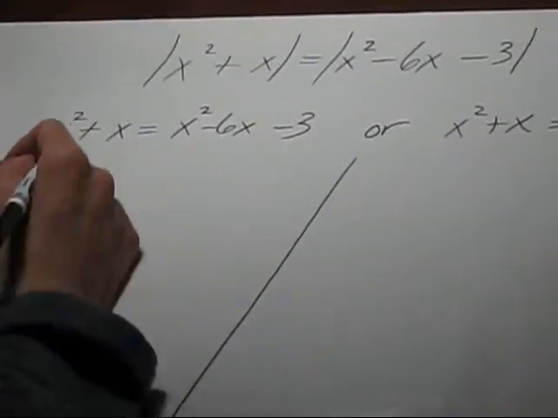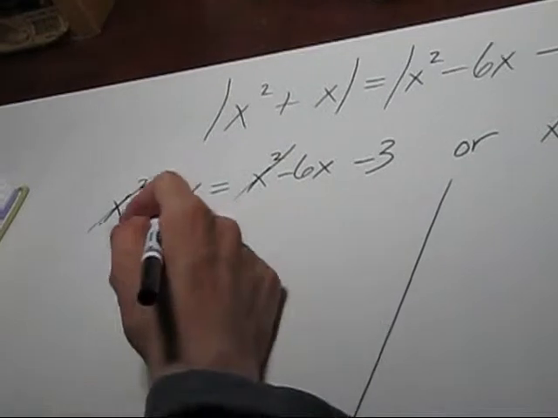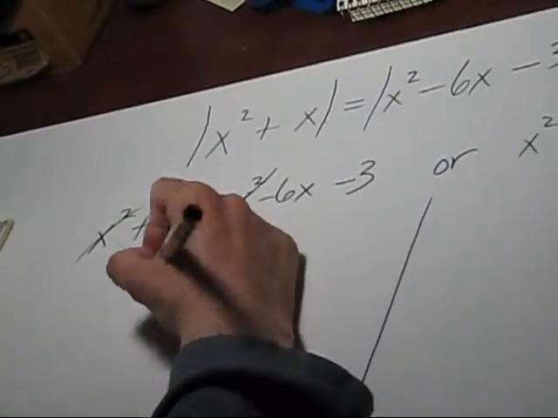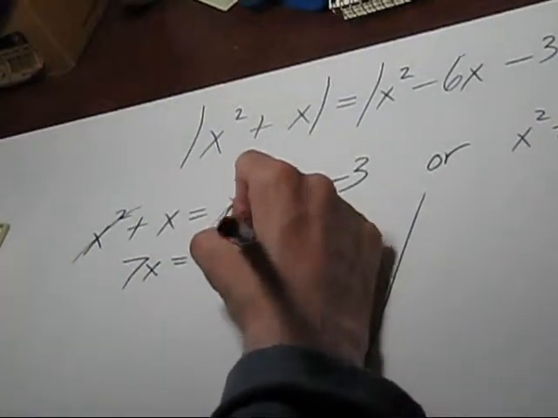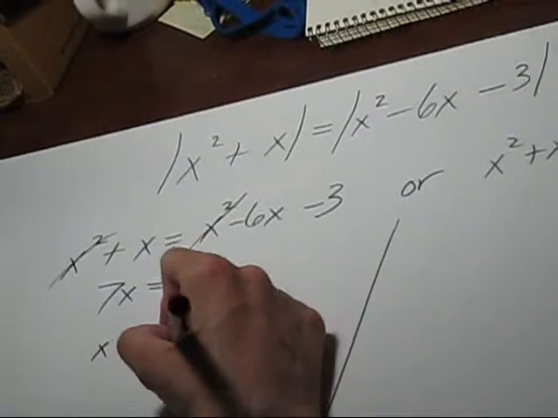On this side, both of these have x squared, so you can subtract x squared from both sides, they're gone. Let's get all the x's on the left side. Now we're at a linear equation. 7x equals negative 3, so x equals negative 3/7.